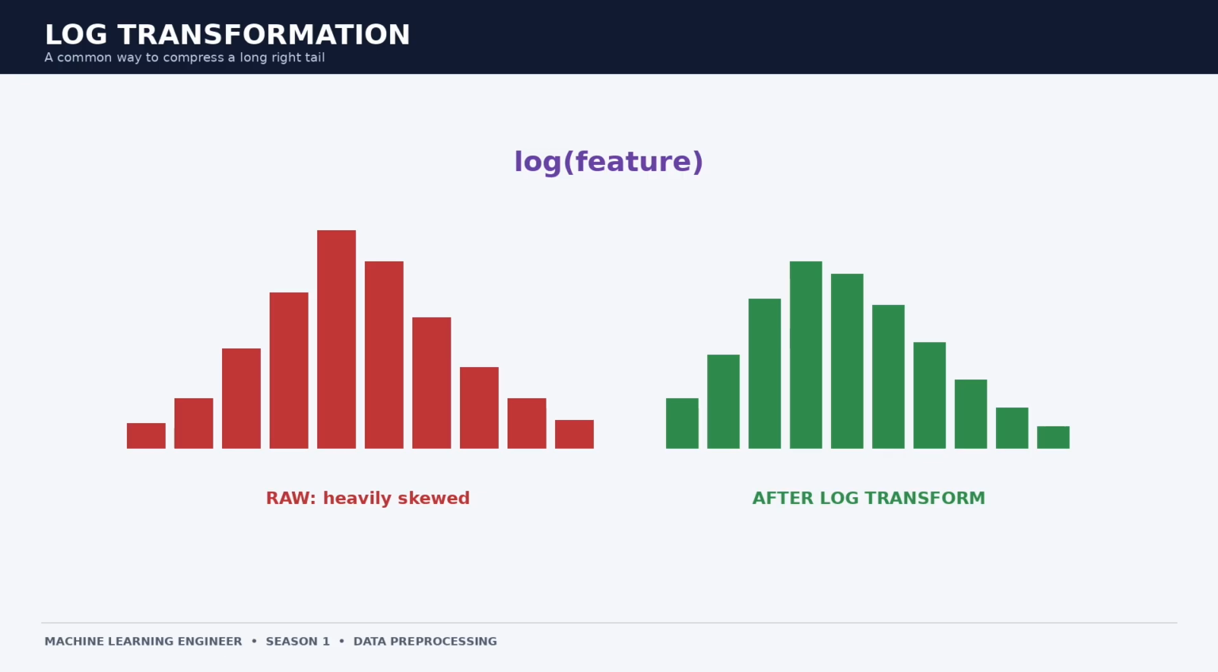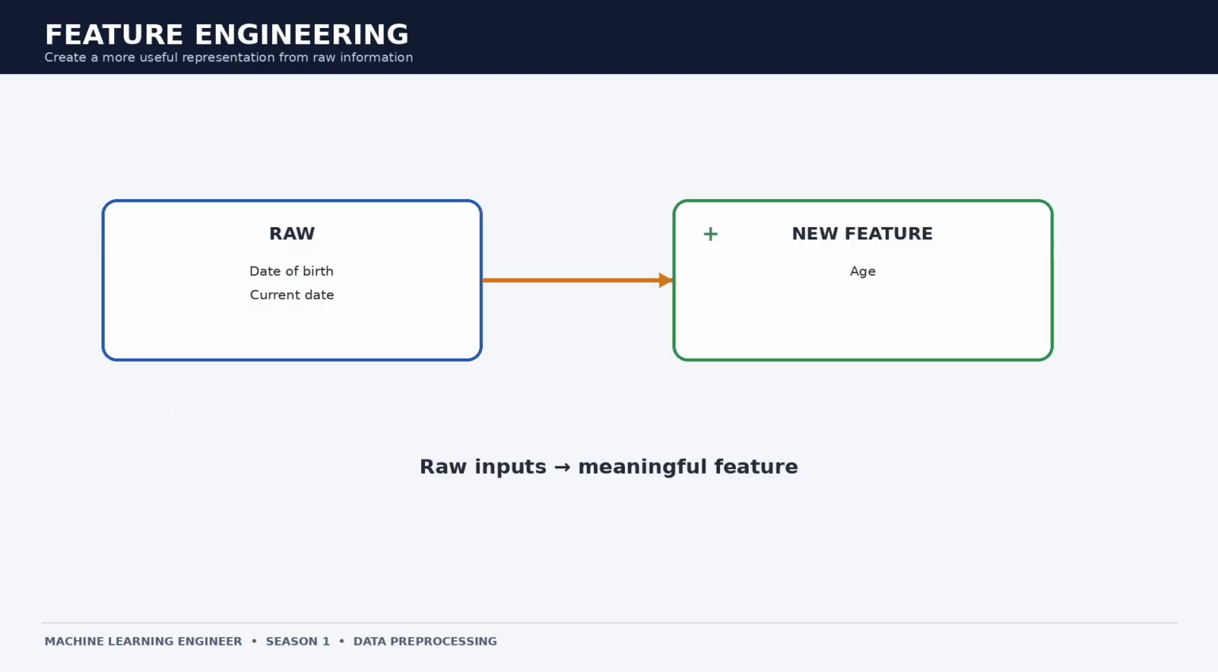For heavily skewed numerical features, transformations can sometimes help. A common example is the logarithm transformation. It compresses very large values and can make a highly skewed distribution more manageable for certain models.